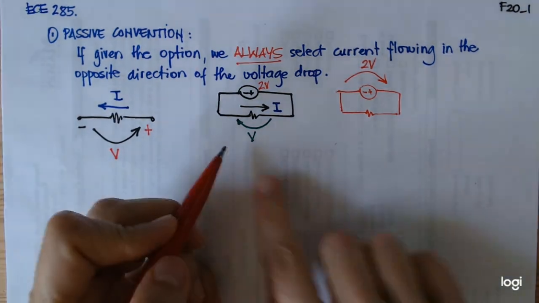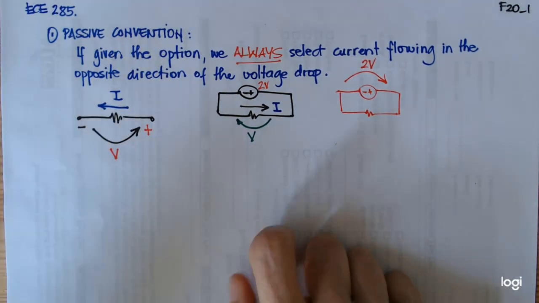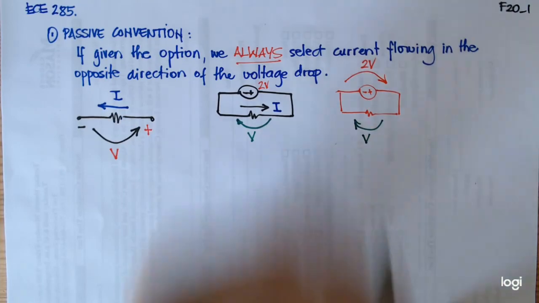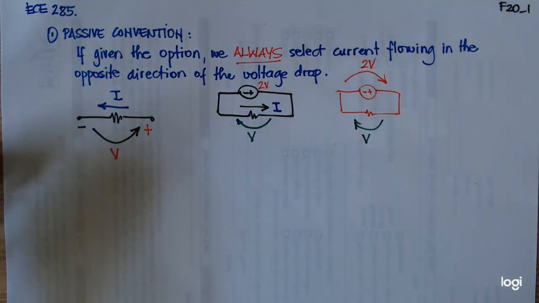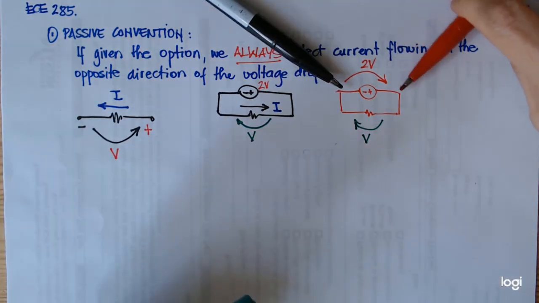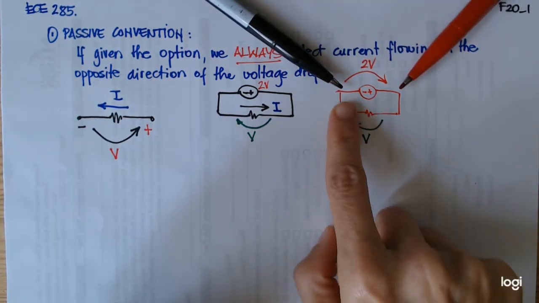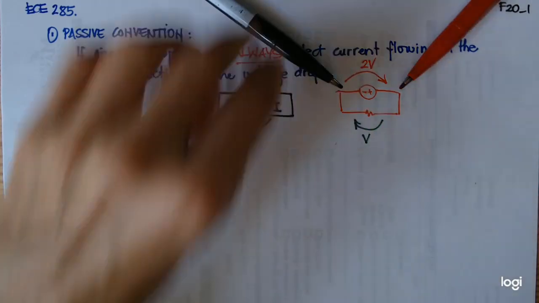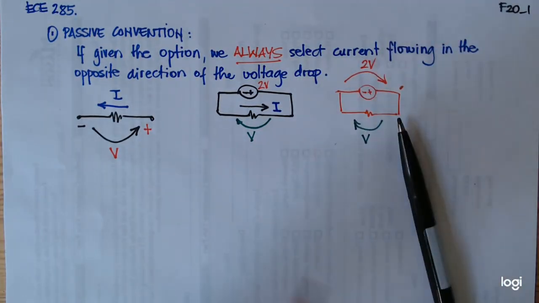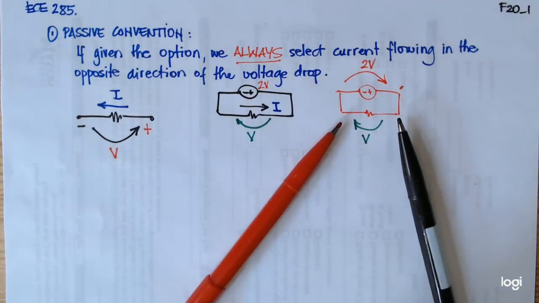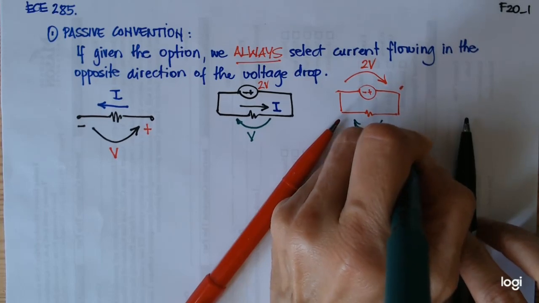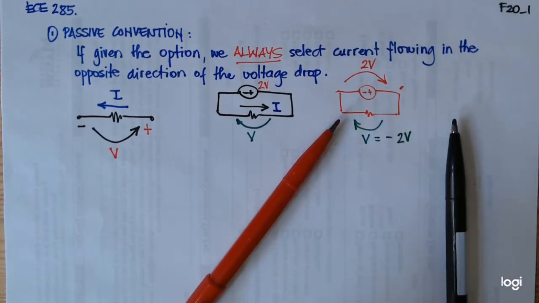But now I'm telling you, I want to measure this green voltage drop here, this way. What happens is your multimeter had the red here, which is 2 volts above the black, and now I'm going to swap the two. So the black, instead of this way, is going to be here, and the red will be here. So this green voltage here, the multimeter will show minus 2 volts.